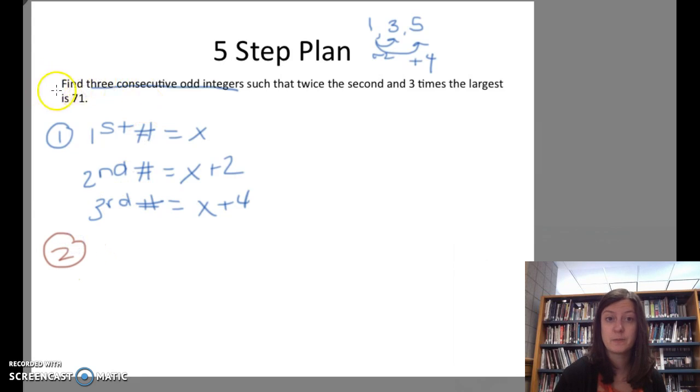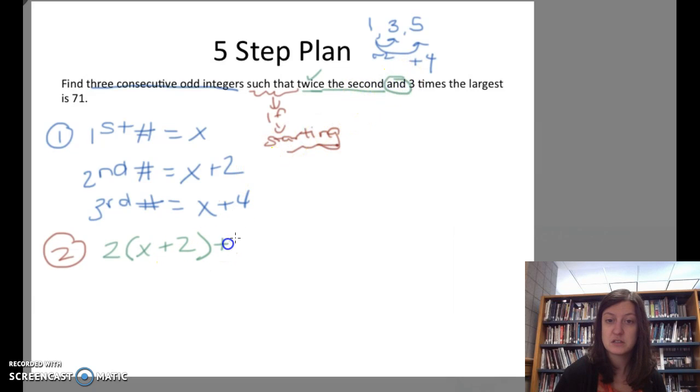Step 2, write our equation. Find 3 consecutive odd integers such that, that kind of is like that if, right? If, which means that we're starting the problem. You're starting the equation. Word for word here. Twice means 2 times something. Twice the second, x plus 2, word for word. And is plus, 3 times the largest is x plus 4, is 71. You can really go word for word here.